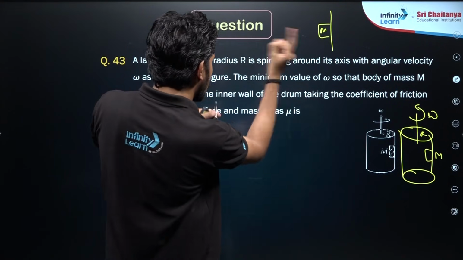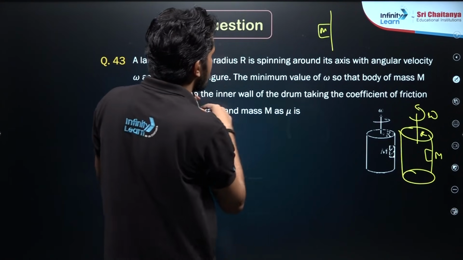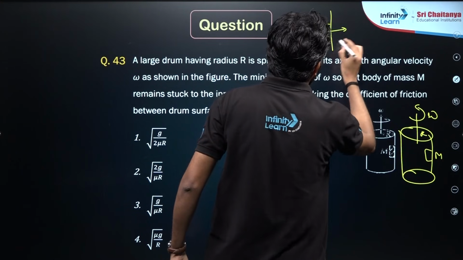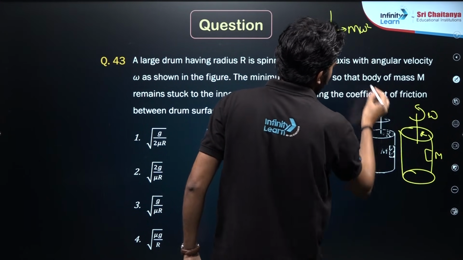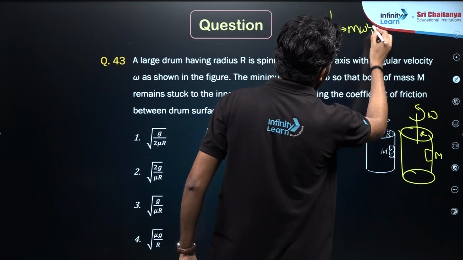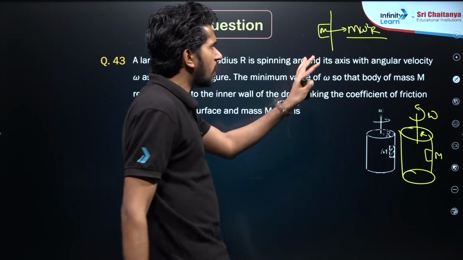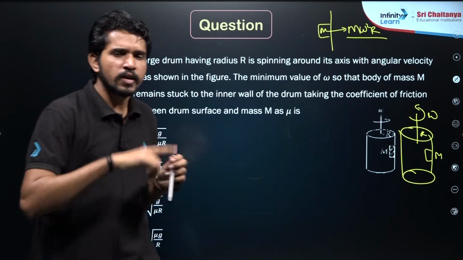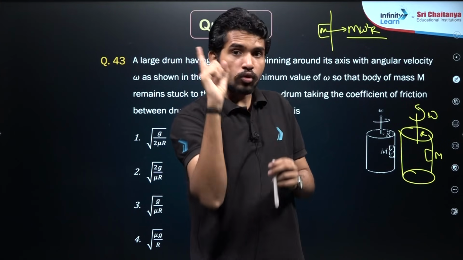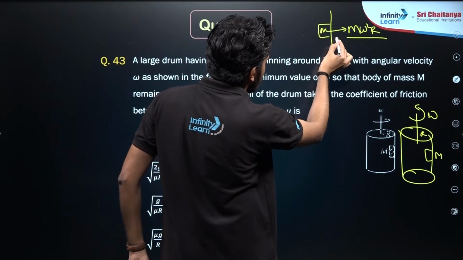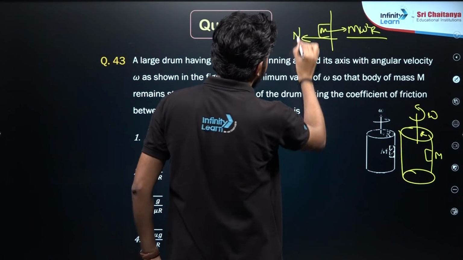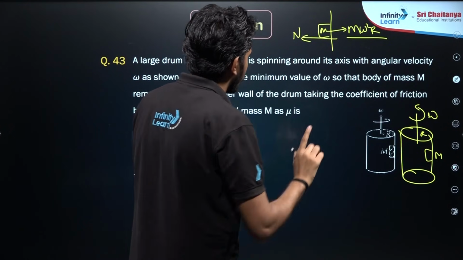Okay, minimum velocity. So let's talk about that M body only. Due to this rotation, it has centrifugal force mv square by r or m omega square r, where r is radius. That is rotating like this. So what will be the minimum speed? This is equal to the normal force. Okay, simple.